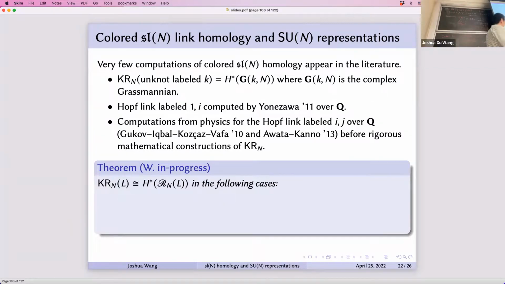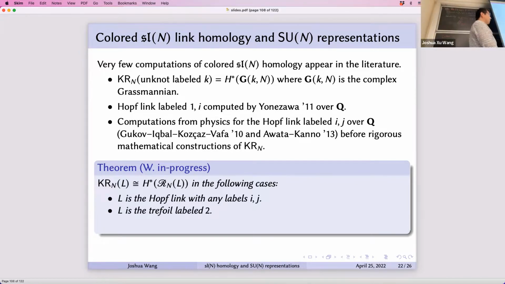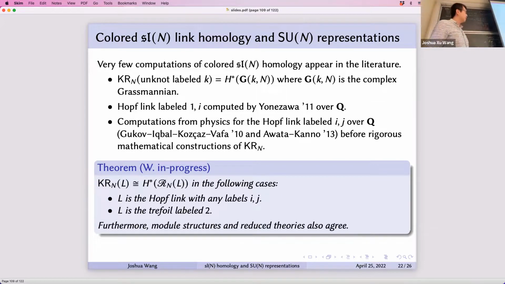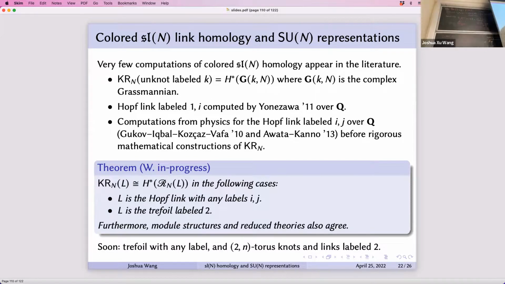And what I do know, what I can show, is that they match for the Hopf link with any labels. And they also match for the trefoil labeled 2. And in fact, you can also get that the module structures and reduced theories agree. And I haven't written it down yet, but I'm pretty certain that I can soon get the trefoil with any label and the 2n torus links labeled 2. Okay.